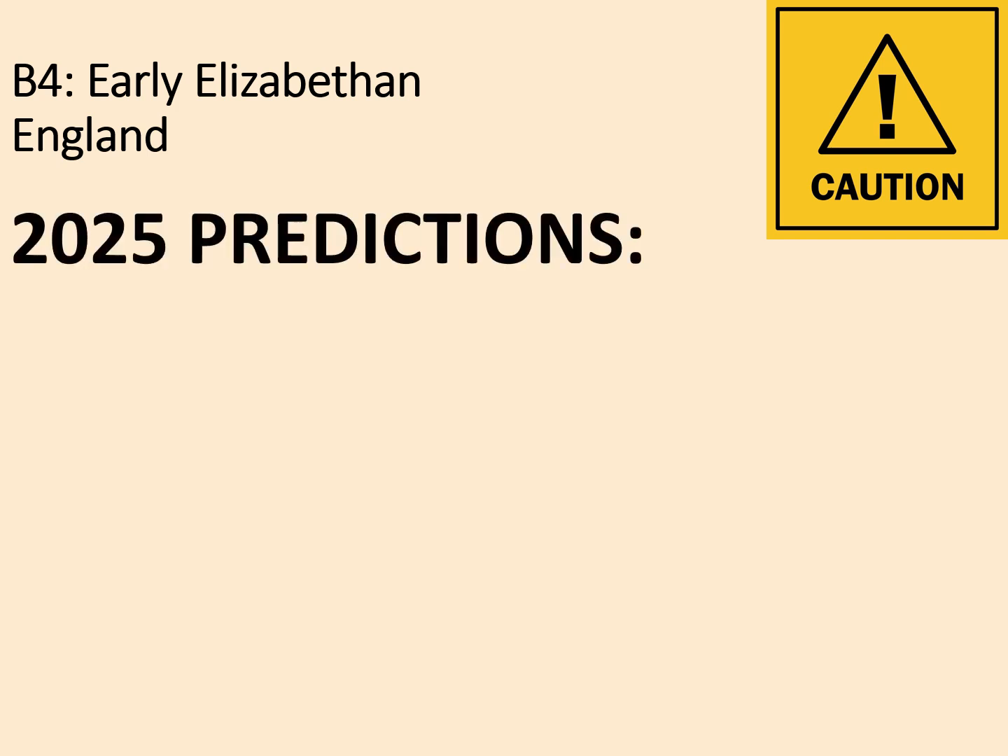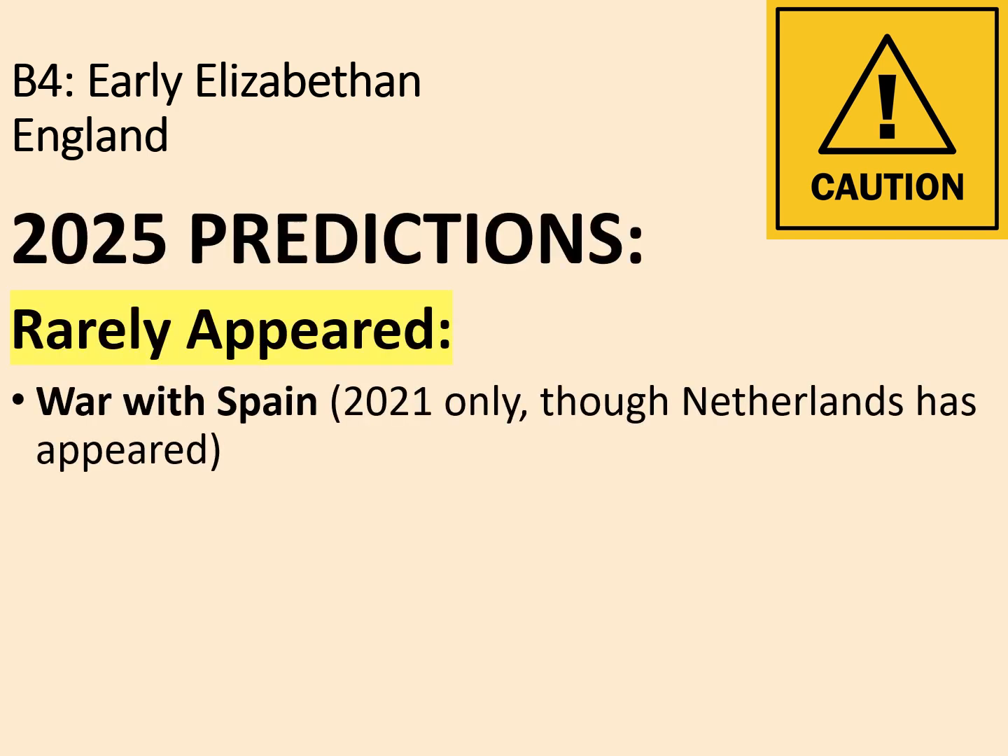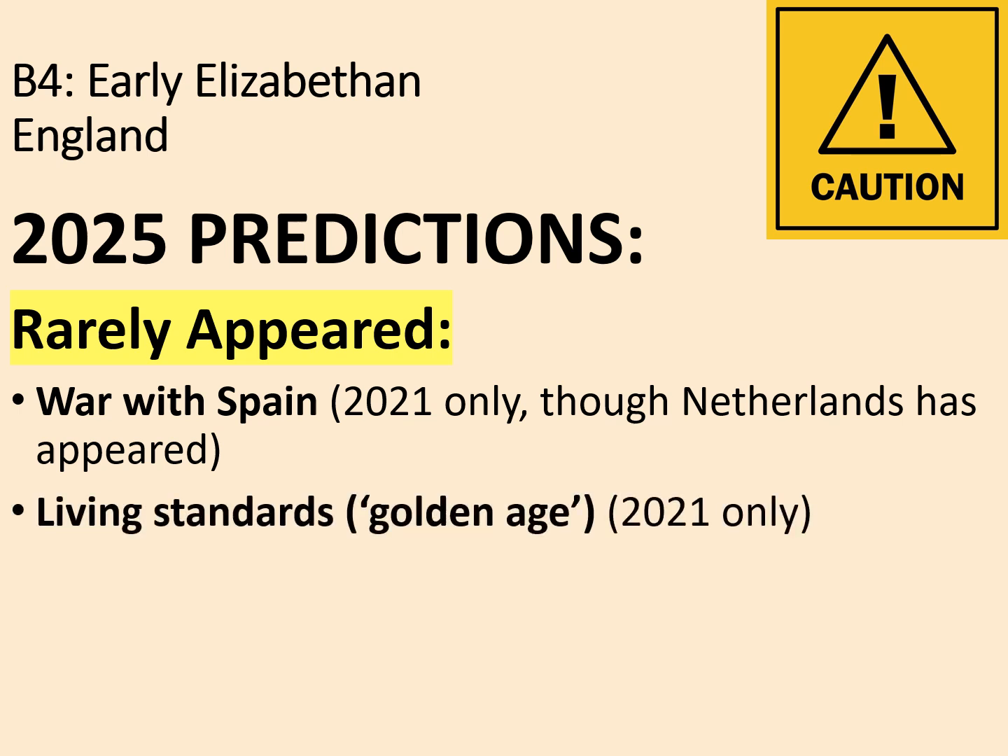These are all things that have only rarely appeared. War with Spain more generally. This appeared in 2021, although, as I've already said, the Netherlands has appeared several times, so this one might be a bit of an out there suggestion. Living standards and the so-called Golden Age, that's only appeared in 2021 as well, so thinking about whether living standards got better, what it was like in the towns compared to the countryside, anything to do with that. Again, there seems to be a bit of a theme of looking at Elizabethan society more broadly has not come up.